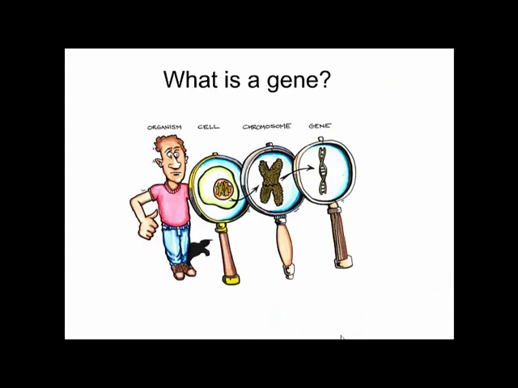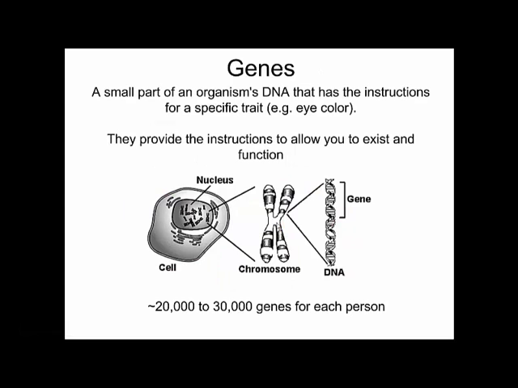So let's talk about what is a gene. So we've looked at organisms, and inside organisms there are cells, inside cells there are chromosomes, inside chromosomes there are genes. So that's like that magnifying activity that we did when we looked at the smaller and smaller things. A gene is a small part of an organism's DNA that has the instructions for a specific trait. So if we were looking at this section of DNA right here, that might be the gene for eye color.